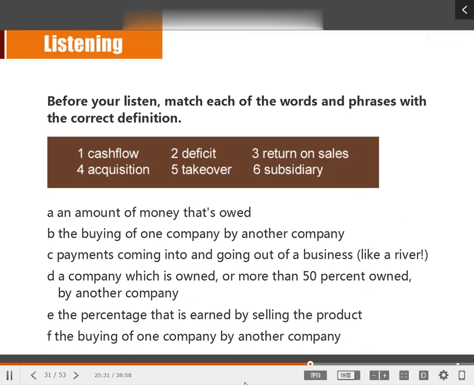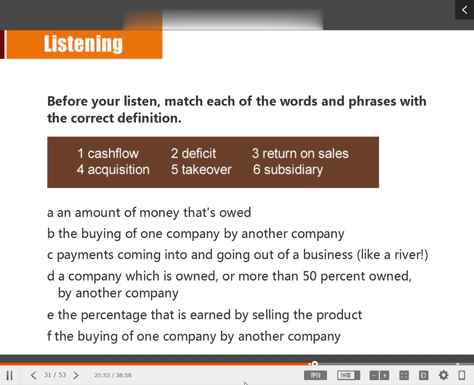Now here, let's quickly go through the second part of today's class, how to present the financial performance of your company. So we're about to listen to a presentation, but before we listen, let's do some vocabulary task. So here on the screen, you can see 6 terms. Okay, guys, please read after me.